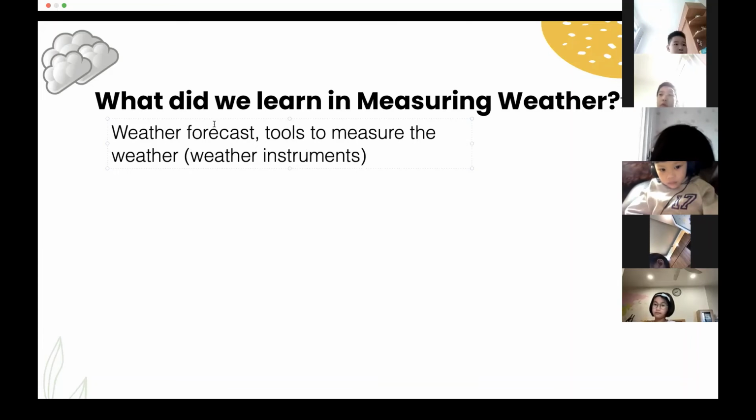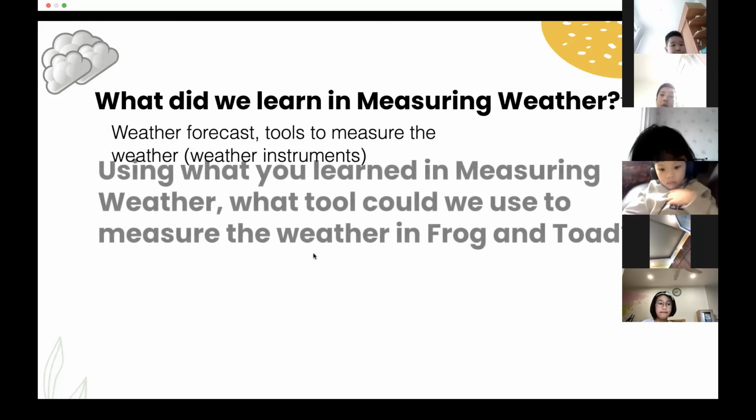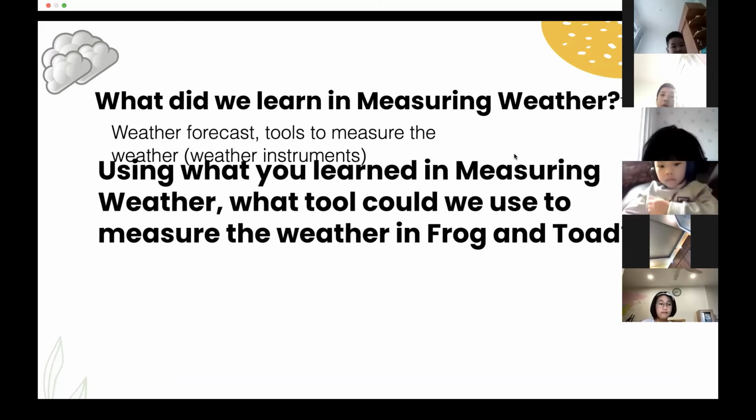Very good. Did we learn anything else in measuring weather? We read a story. Very good. All right, so we learned about the weather forecast, so maybe daily temperatures for the week, and we learned about some of the weather instruments used to measure weather. Very good. All right, so using what we learned in measuring weather, what tool could we use to measure the weather in Frog and Toad?